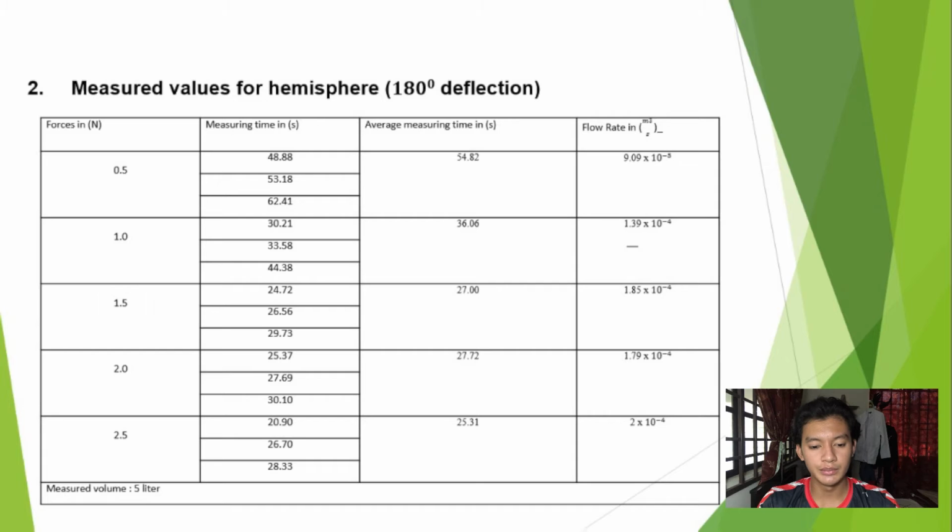Okay, the second one is the measured value for the hemisphere, 180 degree deflection. To get the average measuring time, we add the 3 times and divide by 3 and we get 54.82. Next, to get the flow rate, we divide the volume, which is 5 liters, and we convert to cubic meters, which is 0.005, divided by time, which is 54.82, and we get the flow rate, which is 9.09 × 10^-5.